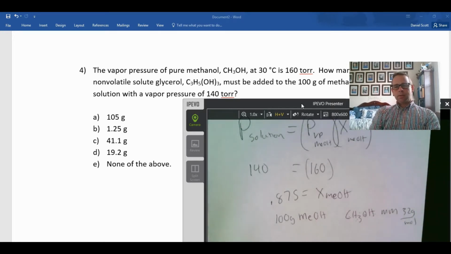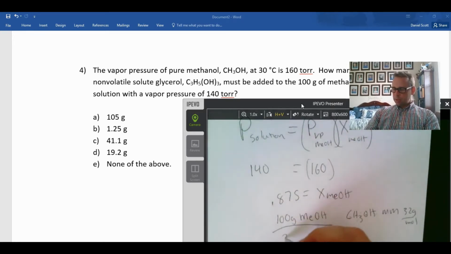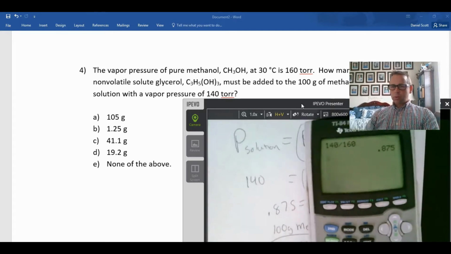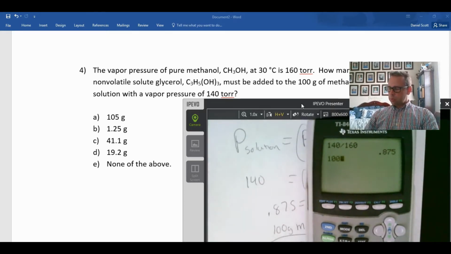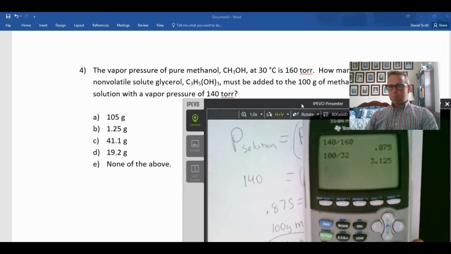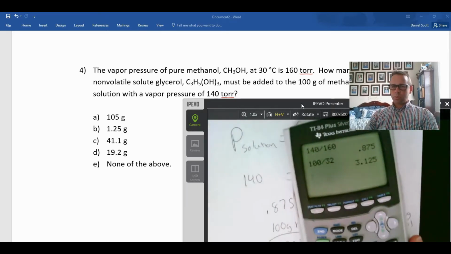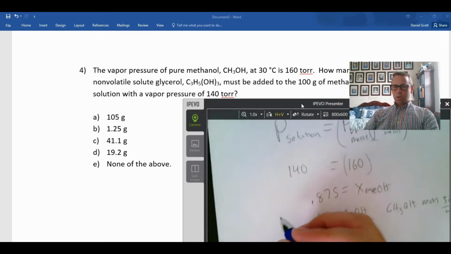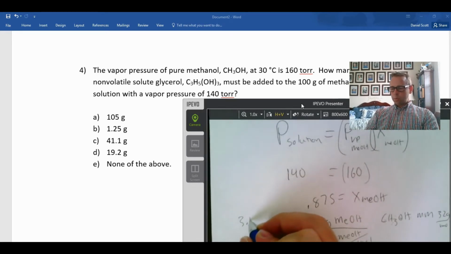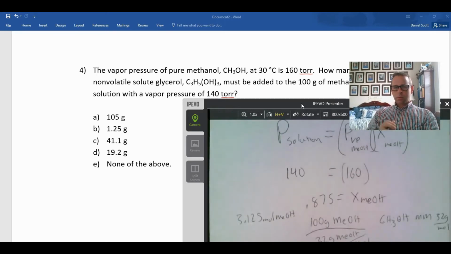And then that tells me that I have 32 grams of methanol for every 1 mole of methanol. So 100 divided by 32 will tell me how many moles of methanol, which is 3.125. So I have 3.125 moles of methanol. All right.